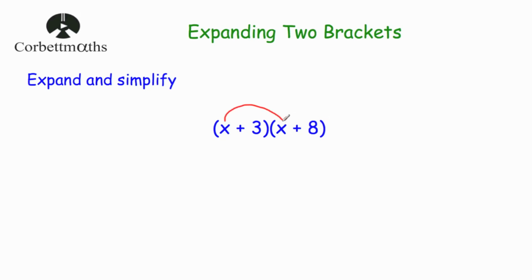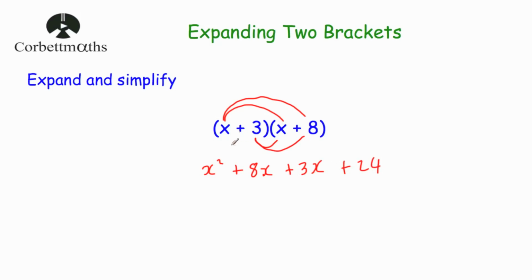So x times x is x squared. Then we're going to do our x times 8, and x times 8, putting them together, will be 8x, so plus 8x. So we found x lots of x plus 8, that's x squared plus 8x. Now we want to find 3 lots of x plus 8, so we now need to multiply both of these terms by 3. So 3 times x, and 3 times x is 3x, so that's plus 3x. And then finally, we need to do 3 times 8, and 3 times 8 is 24, so plus 24.